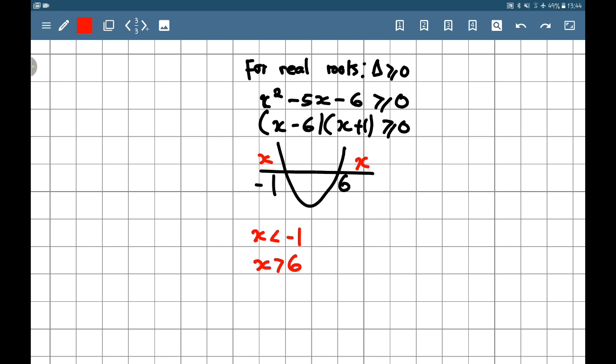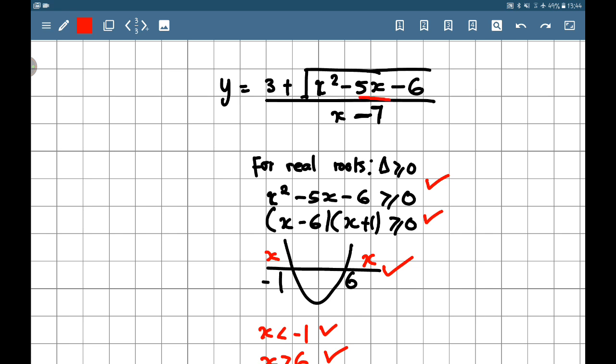Did you get that? Yes, I did. So you get a mark for this, a mark for that, and a mark for each of those. But we're not yet done because we had the denominator. This must be real only if x minus 7 is not equal to 0. Are you following?